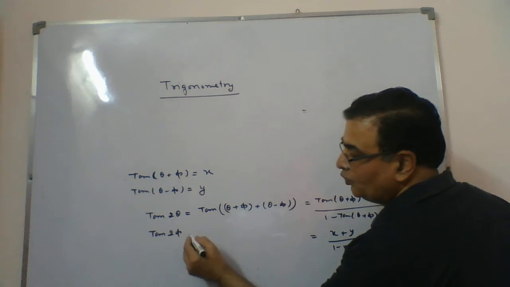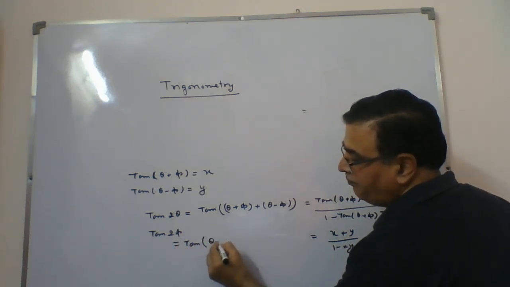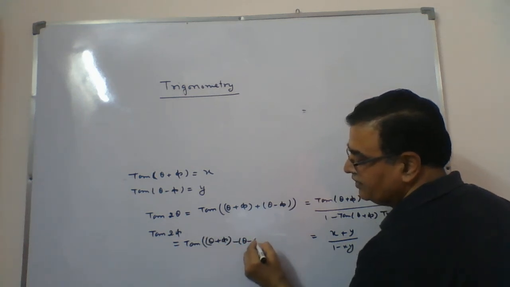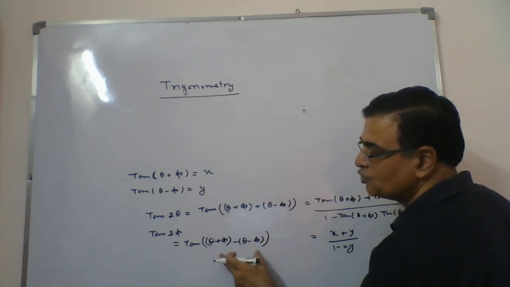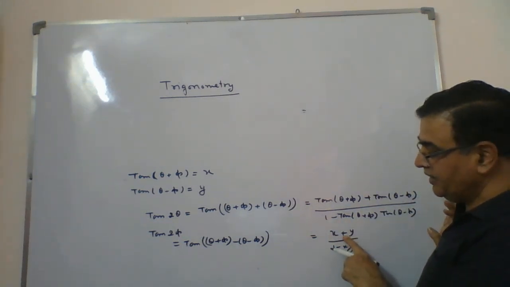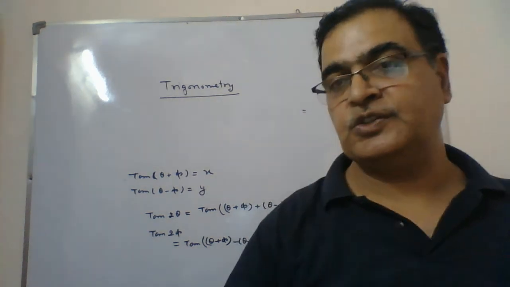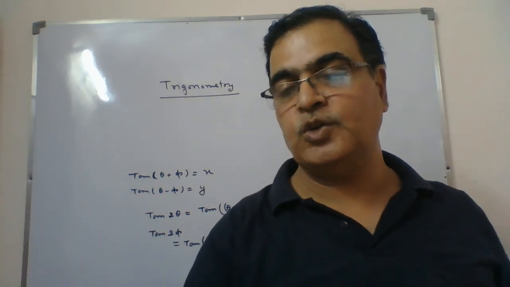And same thing you can do here also, it will be written as tan of (theta plus phi, this time we'll take minus, theta minus phi). So when it comes to 2 phi, theta will cancel out, and then again use this formula, and the change will be x minus y will come on top, and here it will be plus. So this way you can do this question. Now coming on to further questions in the next video.